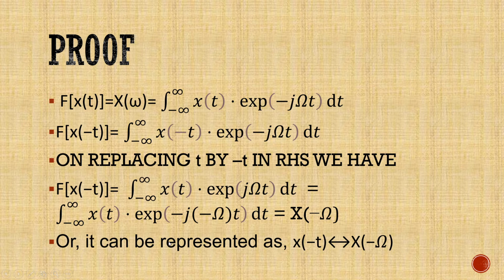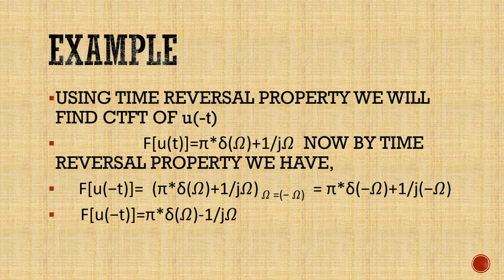We can write this as integral minus infinity to infinity x of t into e power minus j into minus omega into t dt. And comparing this with the original CTFT equation, we can write it as capital X of minus omega, or simply we can represent it as x of minus t will have CTFT as capital X of minus omega. Now we'll see two examples.